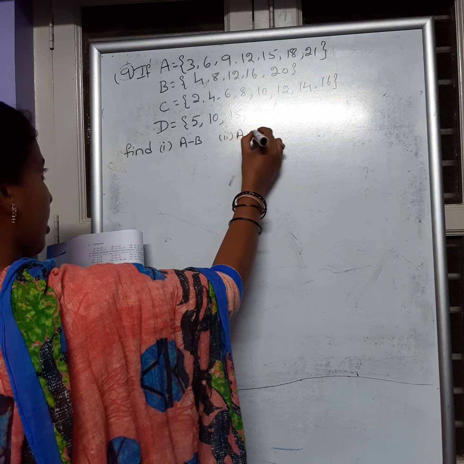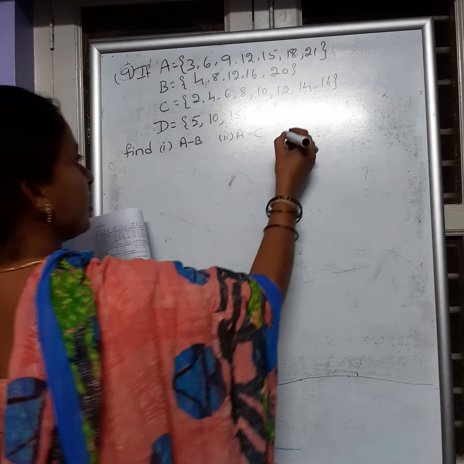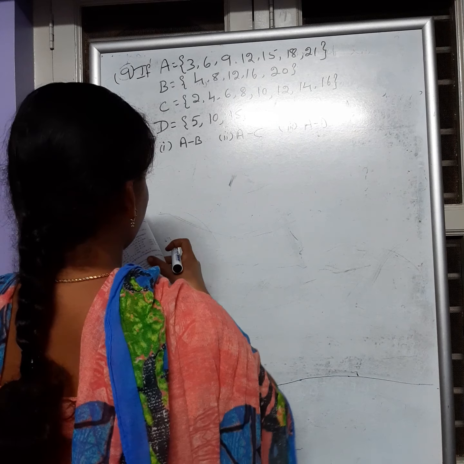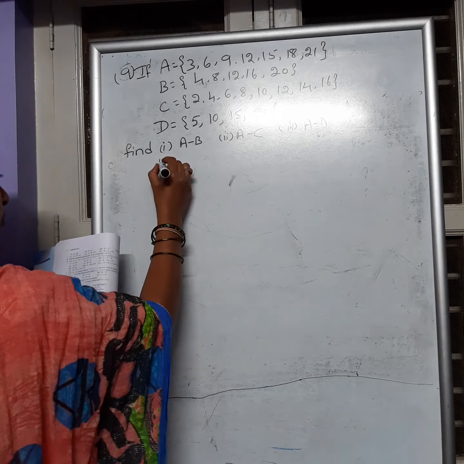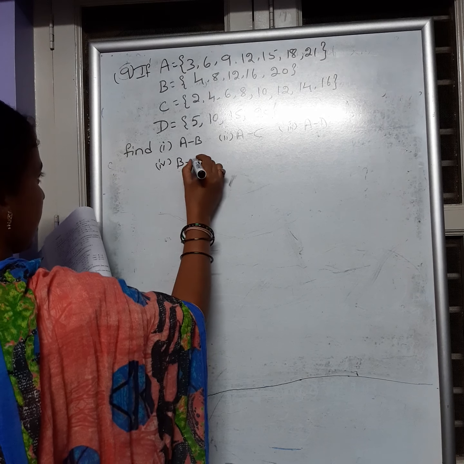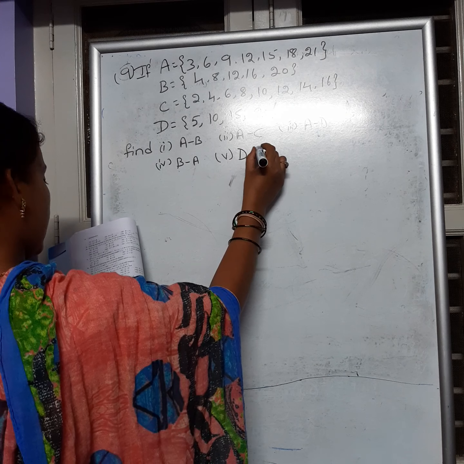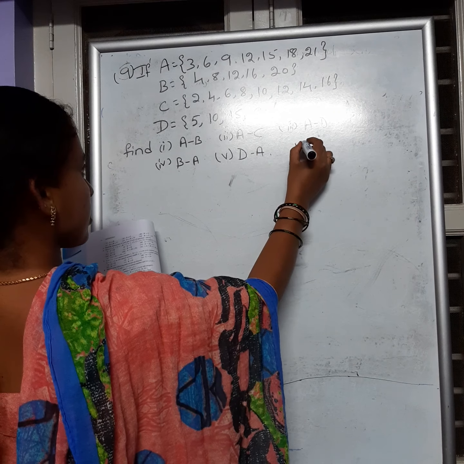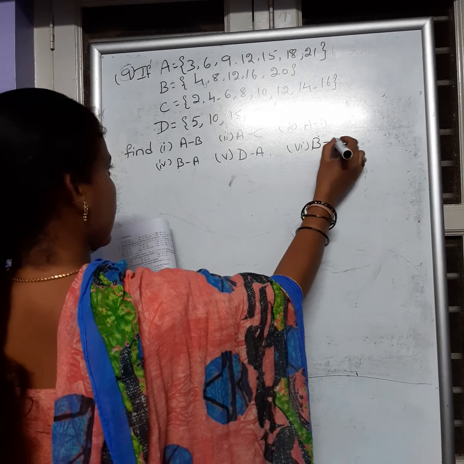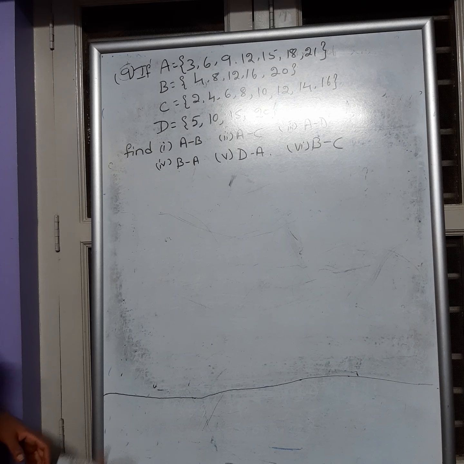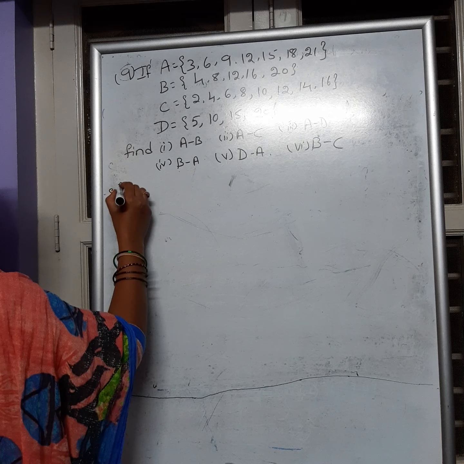Then find out A minus B, and A minus C, and third one A minus D, and fourth one B minus A, fifth one D minus A, and sixth one B minus C. Let's find out these problems. Solution.